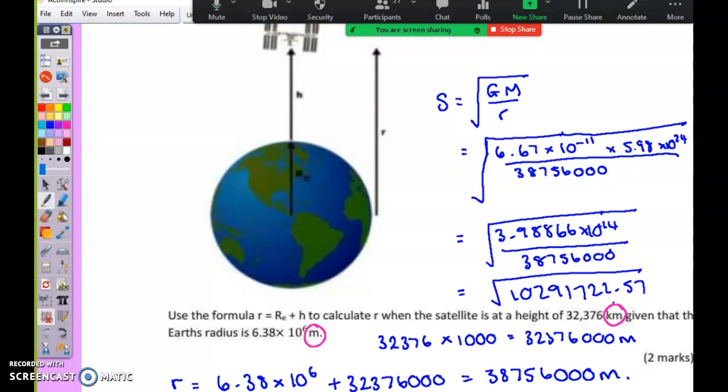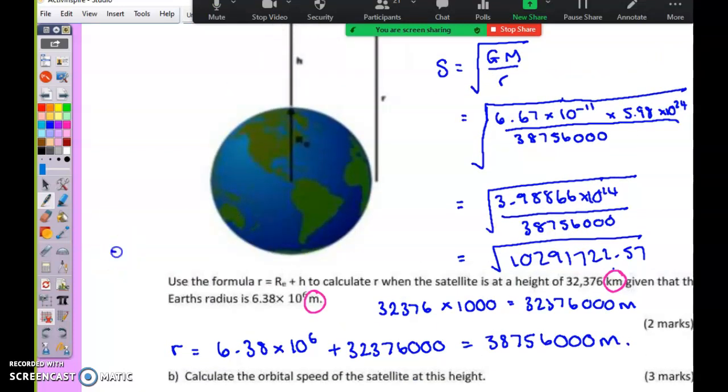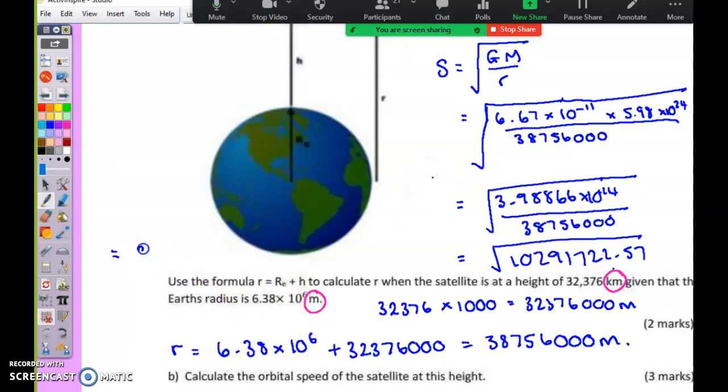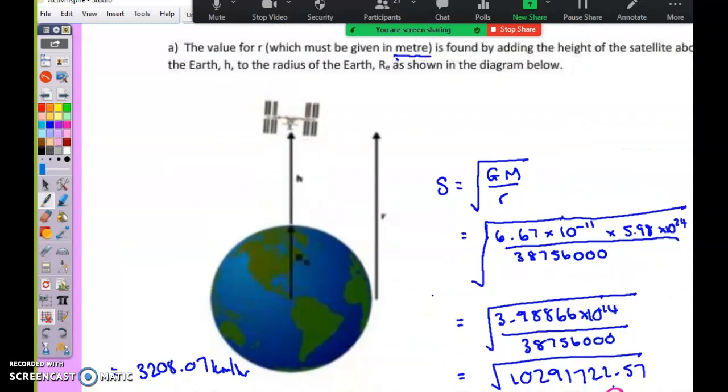It's worth 3 marks. That's the part A. The part B is the 3 marks down the bottom. And you can type it, I can show you typing it all into your calculator as well. Square root of that. I've got my answer here already, so I'm just going to hit square root, answer: 3208.07. And that would be in kilometres per hour. No, it won't. I don't know what it would be in.